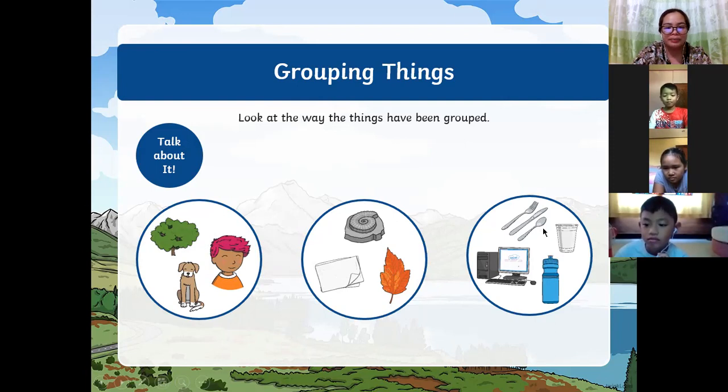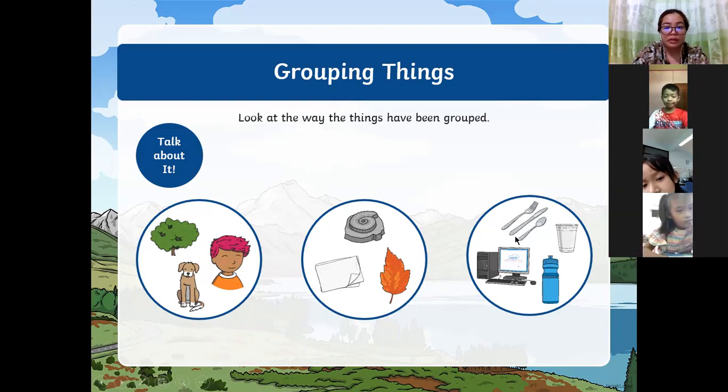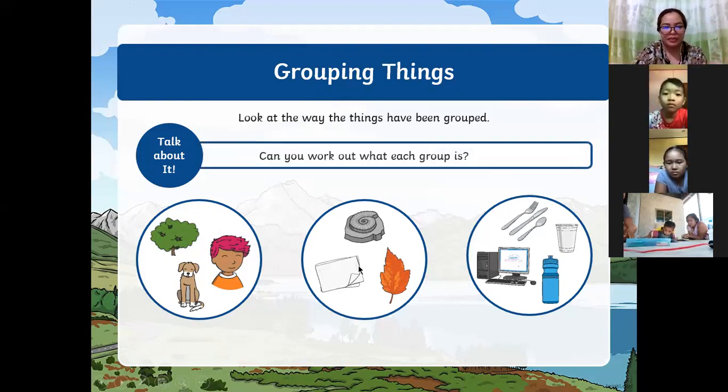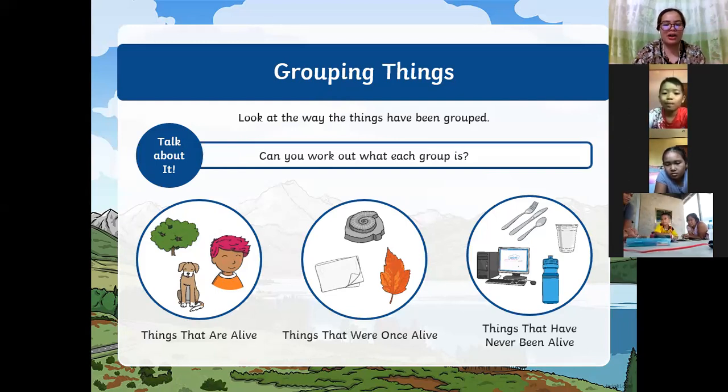How about this? In our group three, we have the utensils, right? Then we have the glass or the cup. Oh yes, we have that. Water bottle. Computer. Now look at each group very carefully. Okay. Now look at the words here.